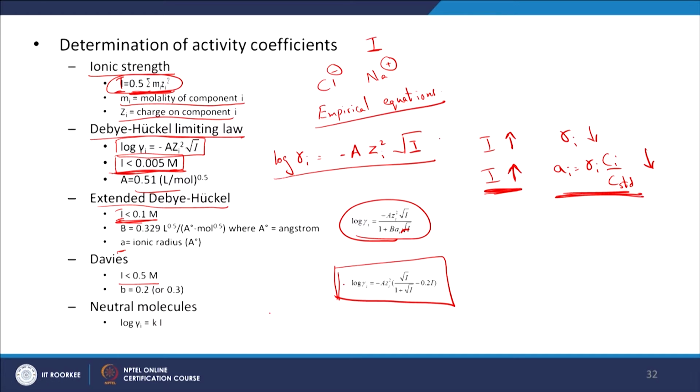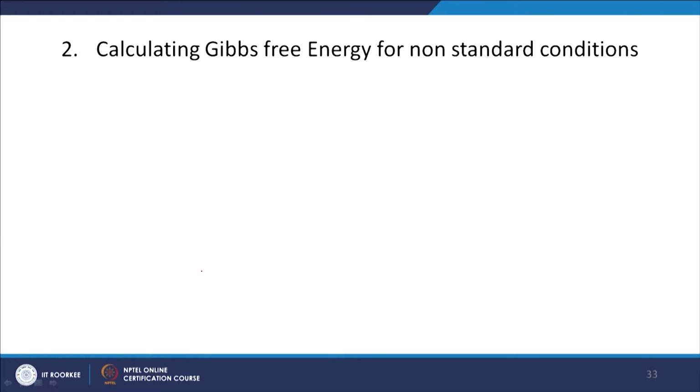And lastly, for neutral molecules too, you are going to have an effect, and that is what you see here: log gamma i equal to K, which is a constant, times the ionic strength. What is the effect of ionic strength on the neutral molecules too? Again, different thresholds with respect to ionic strength, and so once you calculate the ionic strength, you can choose which particular law to use. Okay, let us move on.